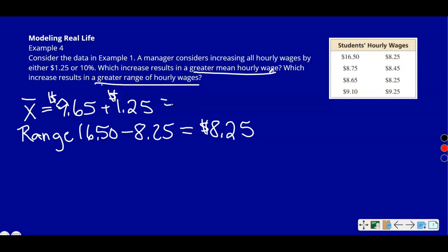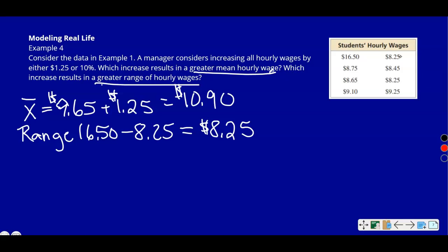All right, so $9.65 plus $1.25 equals $10.90. So that would represent every student getting a $1.25 an hour raise. The range would be the same. The range wouldn't change because if the highest number and the lowest number both increase by $1.25, they're still going to be the same distance apart. Okay, so hopefully that makes sense.